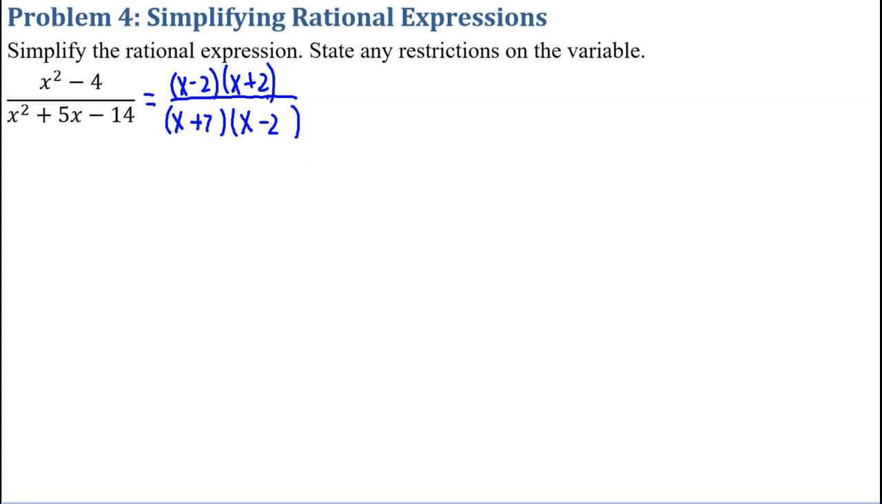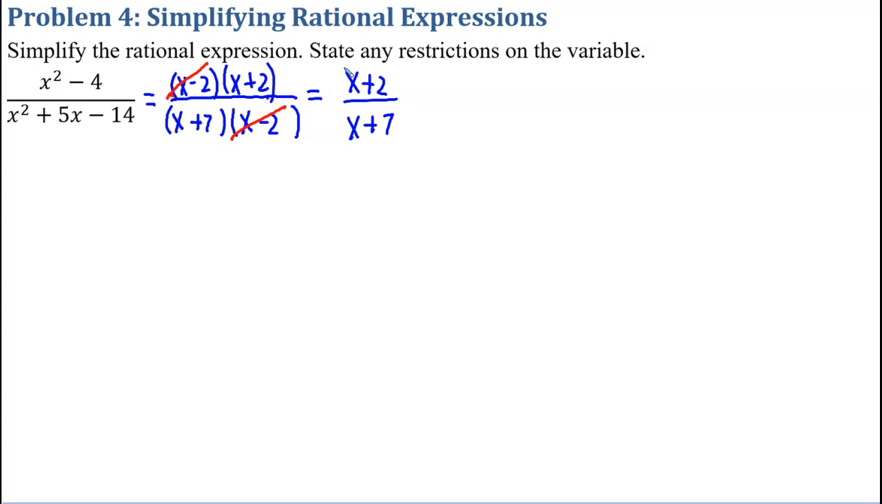Basically what I can do is if I have a factor that's in common on the top and bottom, I can just cancel those out. Okay, x minus 2 divided by x minus 2 is just a 1. Those will go away. And what I'm left with then is just an x plus 2 on top over an x plus 7 on the bottom. Okay, I'd say that's this rational expression simplified.